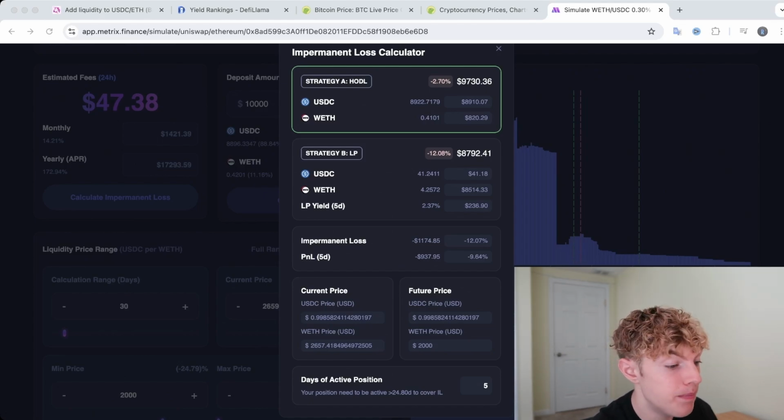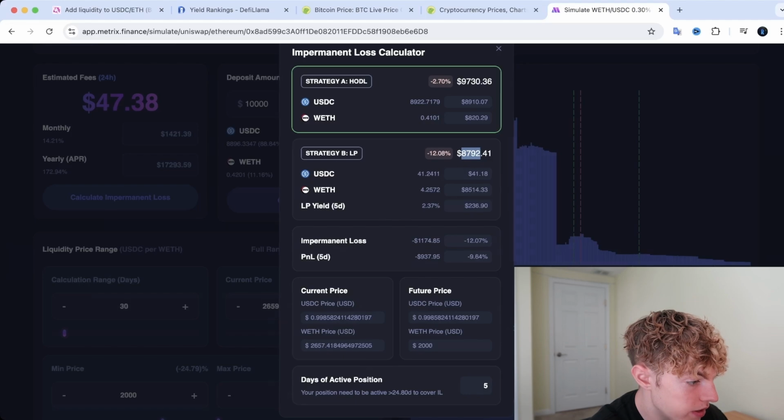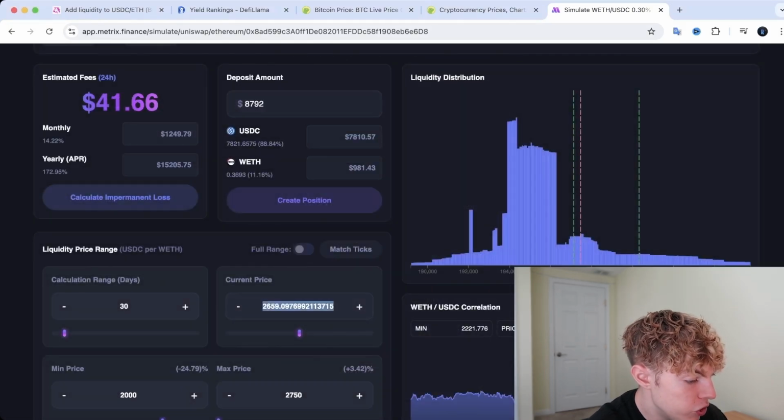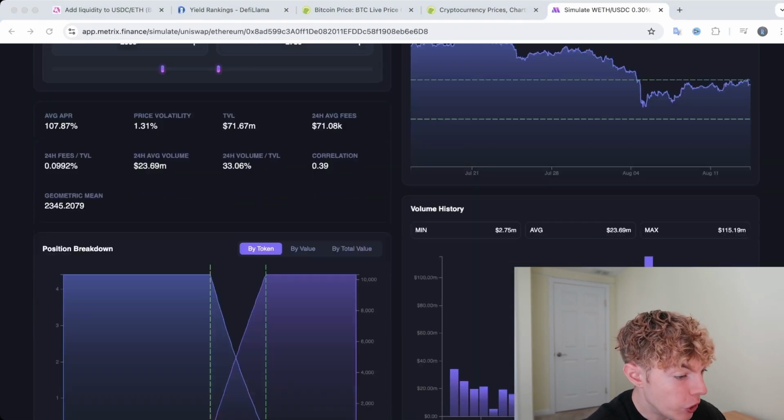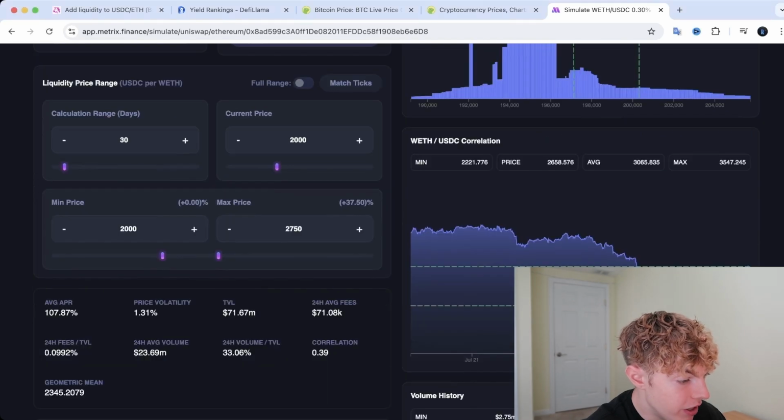And then as soon as we hit that bottom price of 2,000, we could exit out of the liquidity pool, and then we can put all the Ethereum into a brand new liquidity pool. So here's what that would look like. So we'd have roughly $8,792. So I'm going to take that number and plug it in right here, and then the current price would be $2,000. And then as the price starts to move back up, I would open up a brand new position.